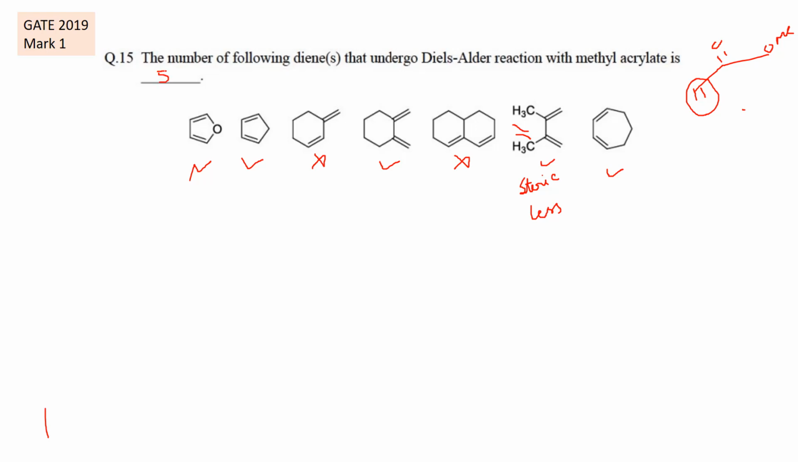Okay, understood? If there is a butyl group, there is no chance of cis-oid conformation, but as they are methyl, the steric interaction is quite less. Because of that, it can take part in the Diels-Alder reaction.